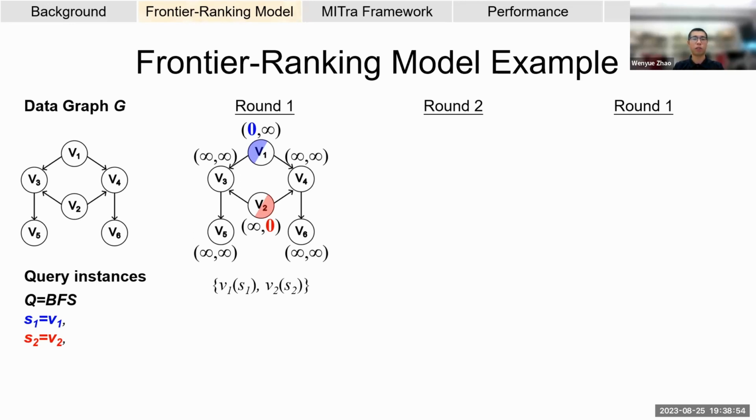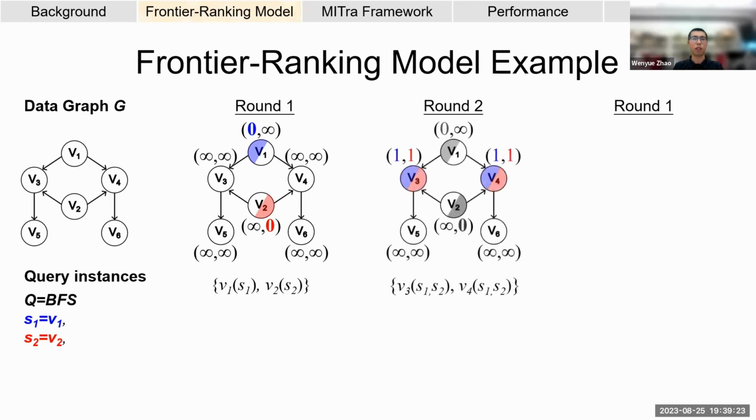Now let's walk through the vertex ranking process. In round 1, we explore vertex V1 for instance S1 in active frontier, traverse edge V1, V3, and edge V1, V4. We set the vertex rank value to 1 for instance S1 and add neighbor vertices V3 and V4 to next frontier for instance S1. We do the same to vertex V2 for instance S2.